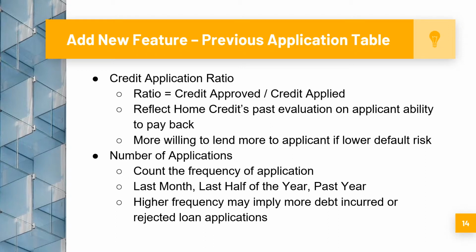Apart from aggregation, we also create some new features by cross-field operations. In the previous application dataset, we create a field called credit application ratio, which reflects Home Credit's past evaluation of applicants' ability to pay. The number of applications field is for counting the frequency of applications in the last month, last half year, and past 12 months.